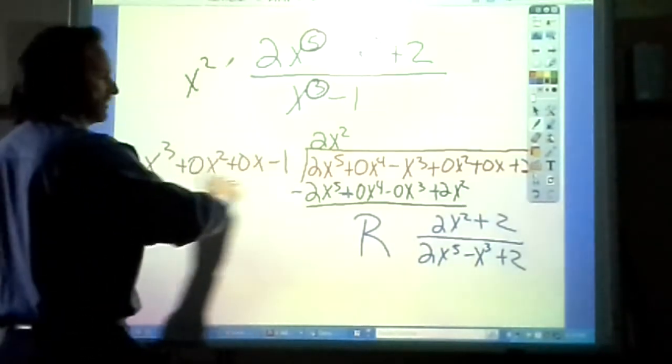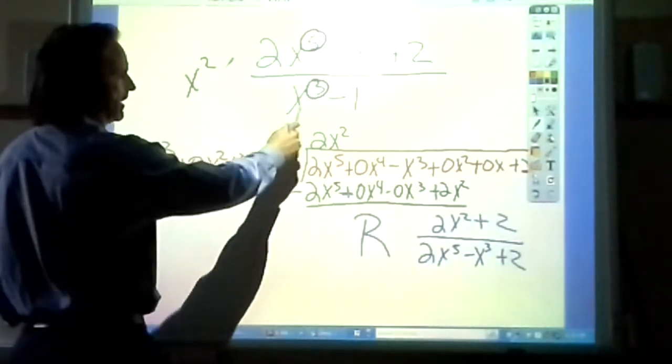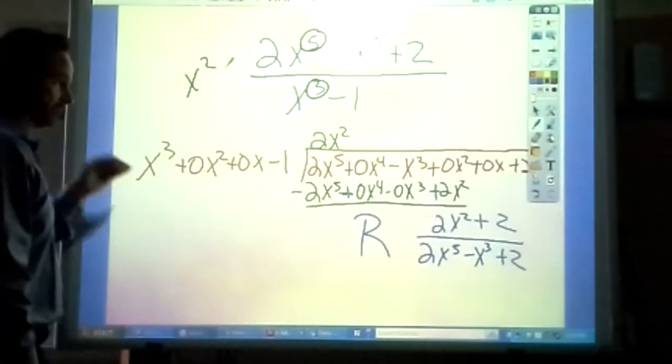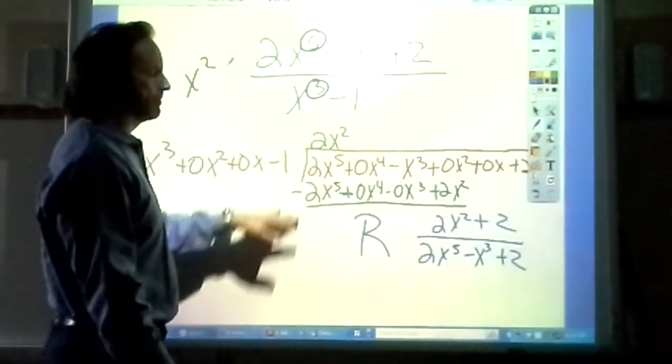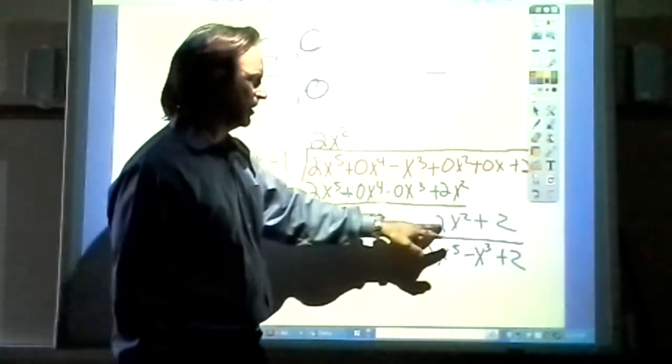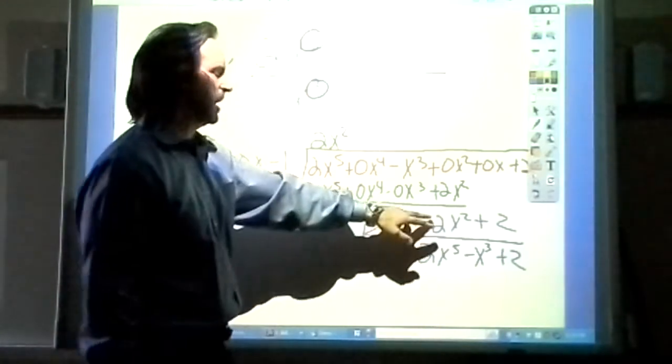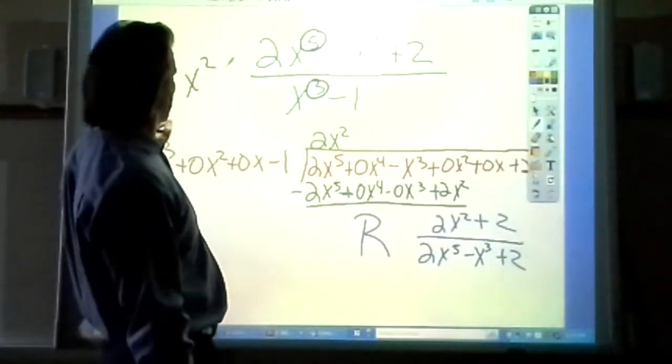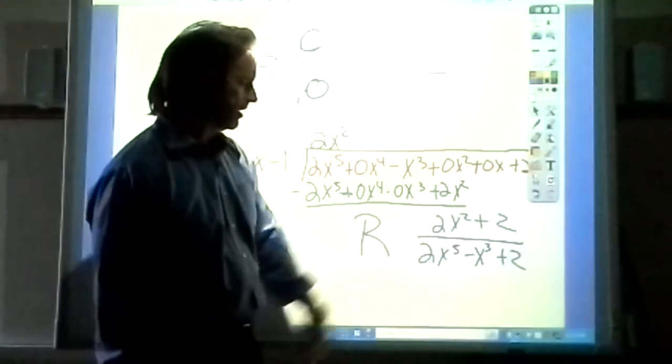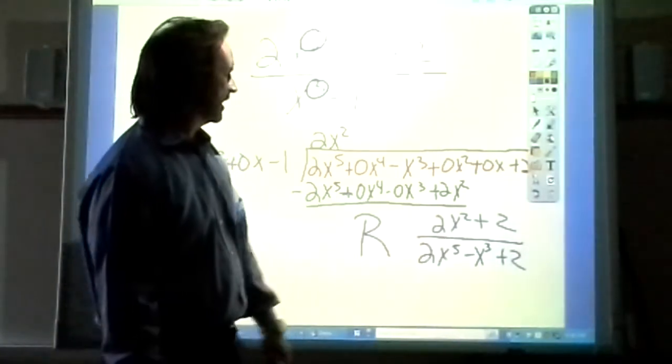Okay? When I do this long division, dividing by x cubed minus 1, I get 2x squared, and my remainder is this right here, 2x squared plus 2. Right away, I've got a remainder, because x cubed doesn't go into x squared. So there's my remainder, okay?